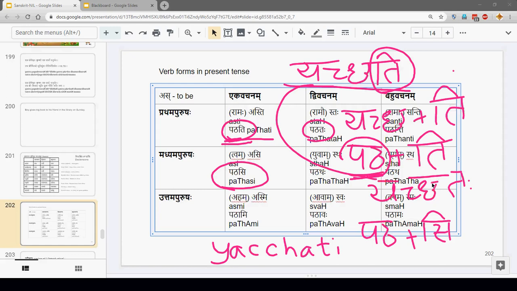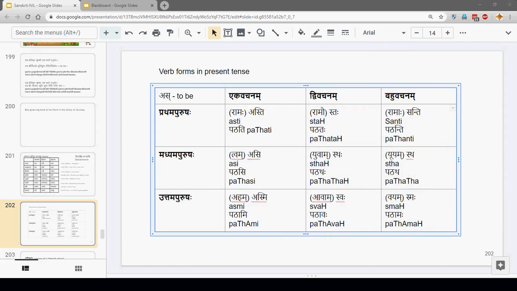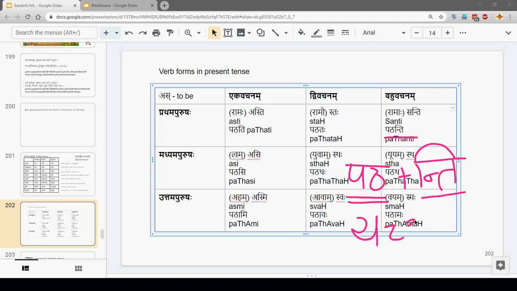Okay. Yachataha. So similarly, this pathanti has two parts, patha plus anti. So we are just replacing patha with yacha. We are not adding yacha behind patha. It is not yacha patanti. We are replacing patha with yacha. So it becomes yachanti.